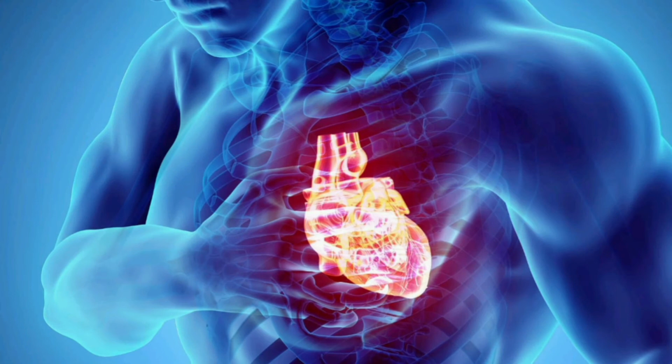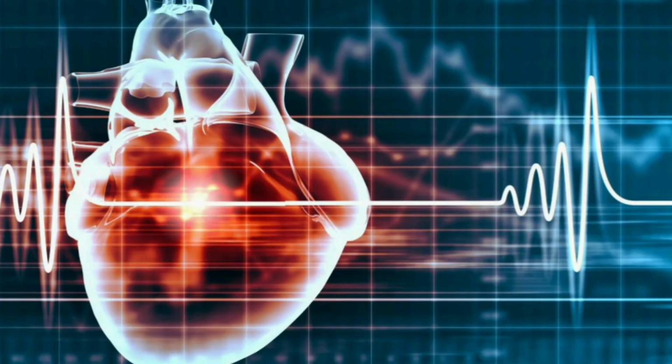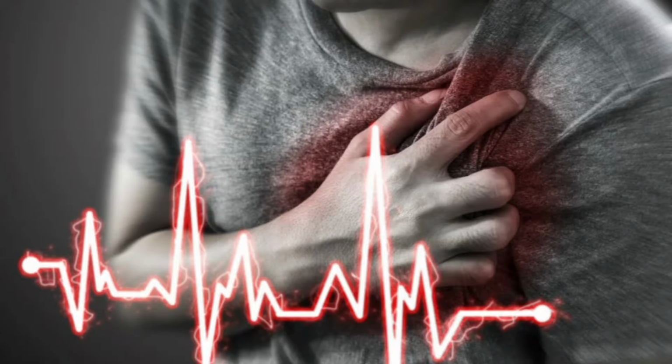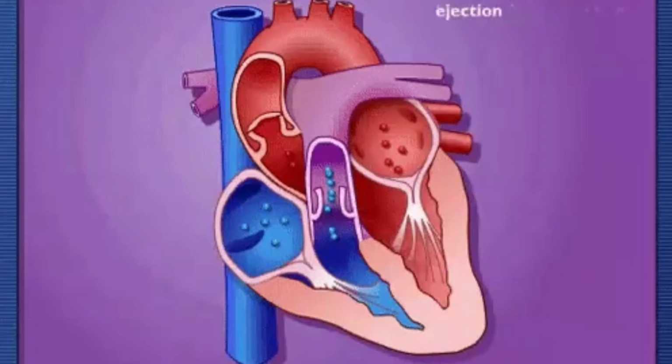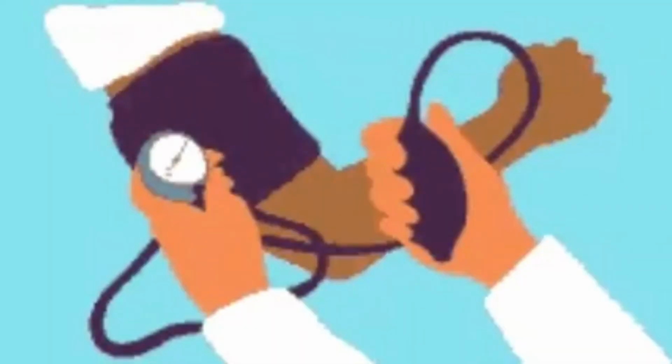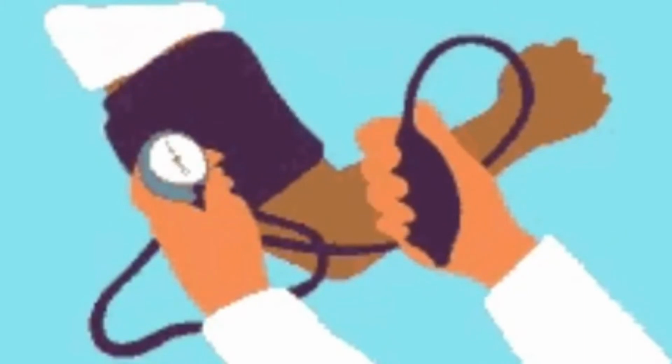Next, let's discuss the disorders of the circulatory system. Many diseases may affect the blood vessels and the normal functioning of the heart. Some of the common disorders are mentioned in this video. The first disorder is high blood pressure, which is also known as hypertension. The pressure exerted by the flow of blood on the elastic walls of the artery is known as blood pressure. Hypertension is the term used for blood pressure higher than normal.